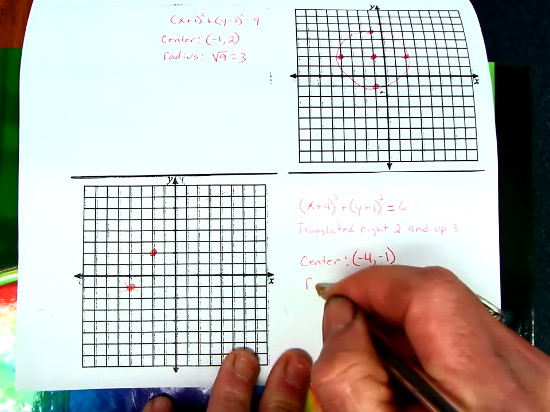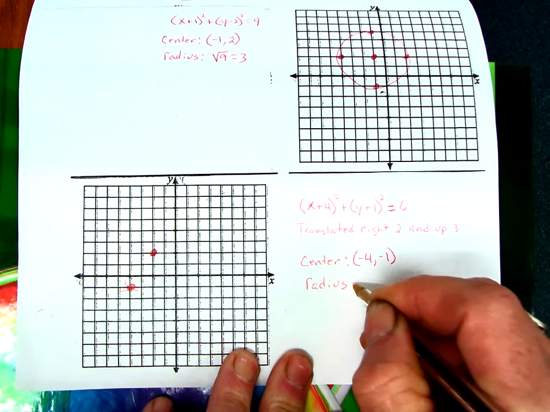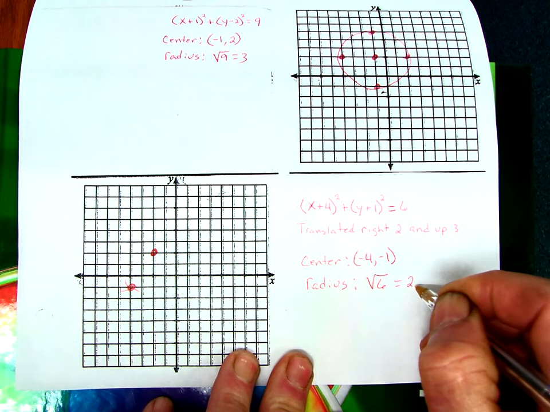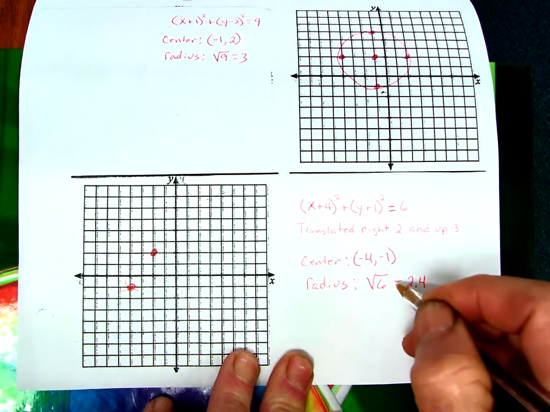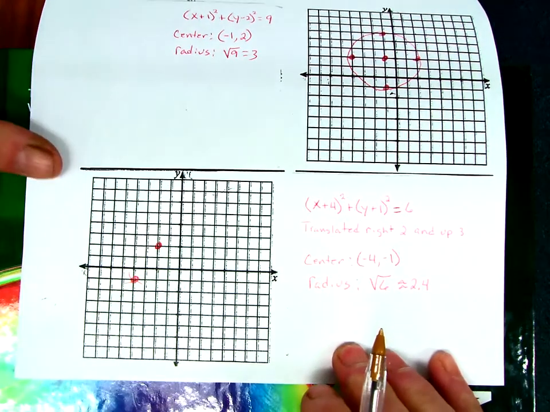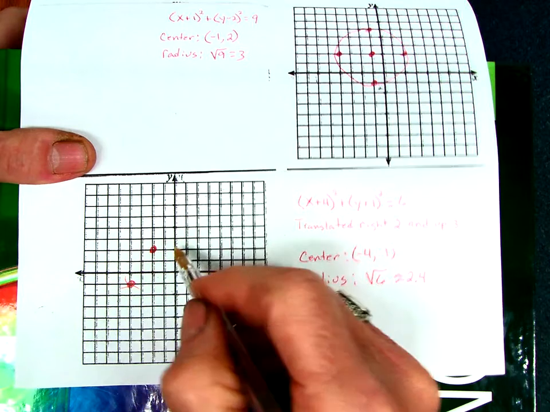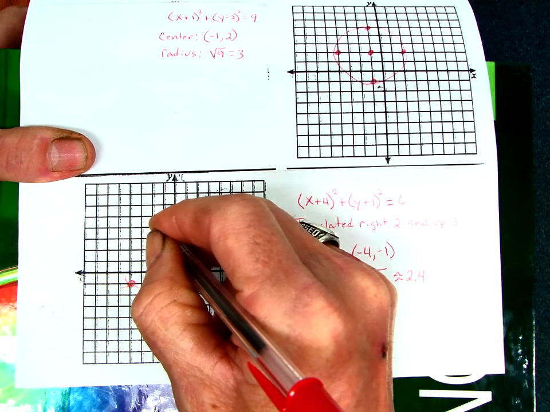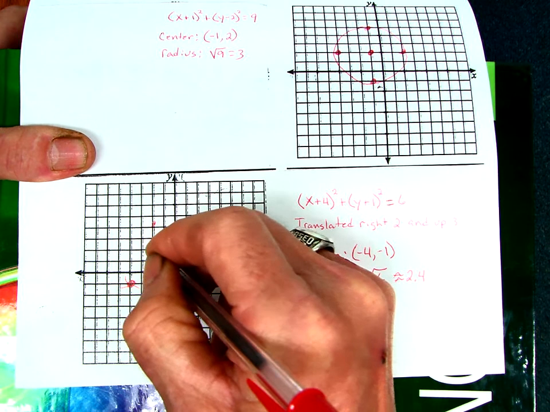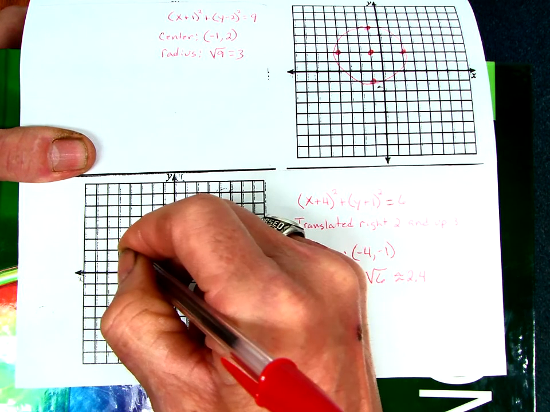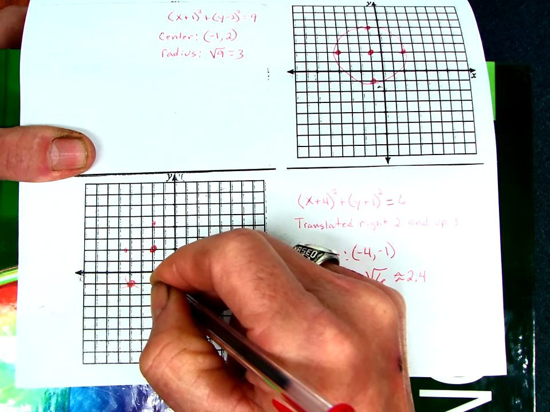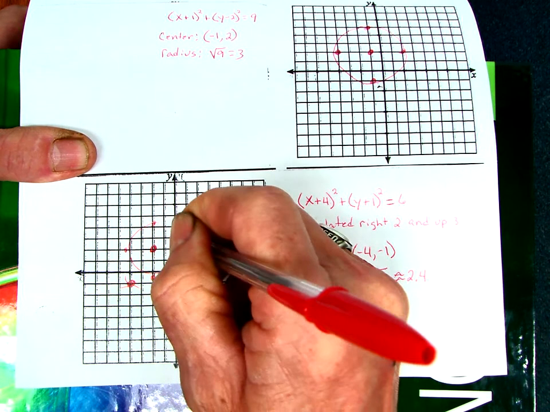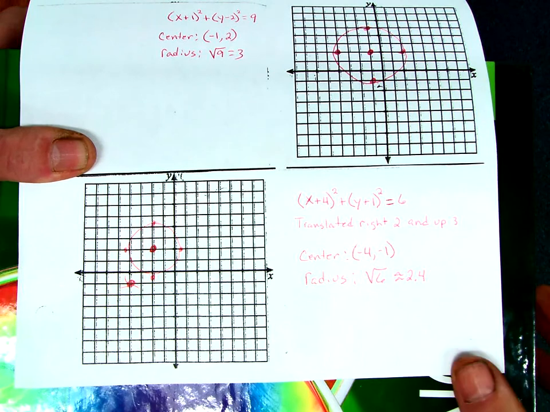Okay, the radius is square root 6, which is about 2.4 something. I can think of that as about 2.5. So I'm going to go over this way, just about 2.5, go up about 2.5, go to the left about 2.5, and then go down about 2.5, and now I draw my circle. Bada boom, bada bing, it's done.